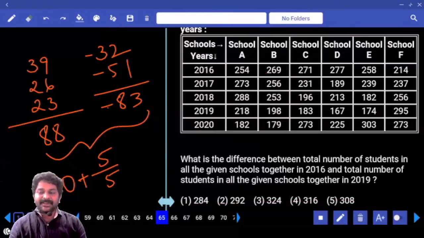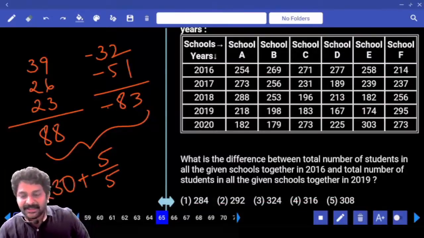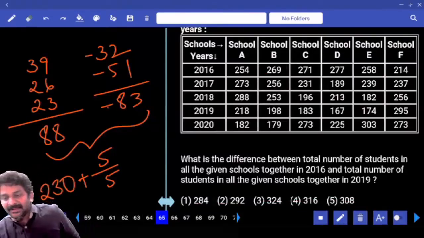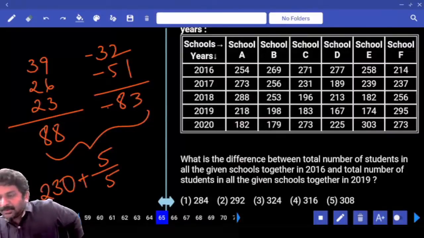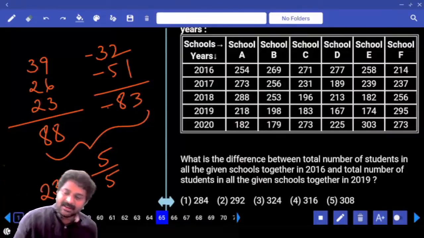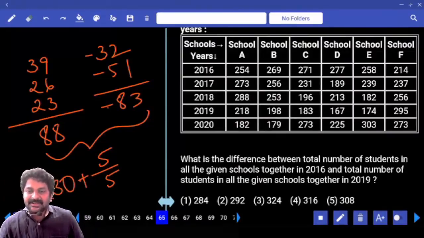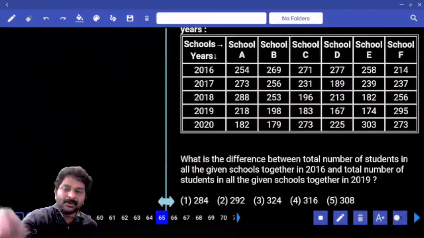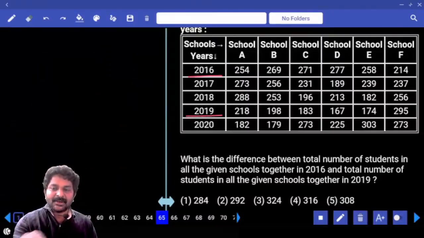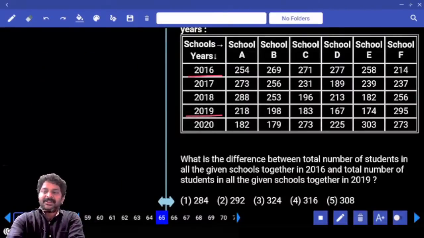What is the difference between total number of students in all the given years together in 2016 and total number of students in all the given years together in 2019? Right. 2016 all the values, 2019 all the values. You need to take difference.